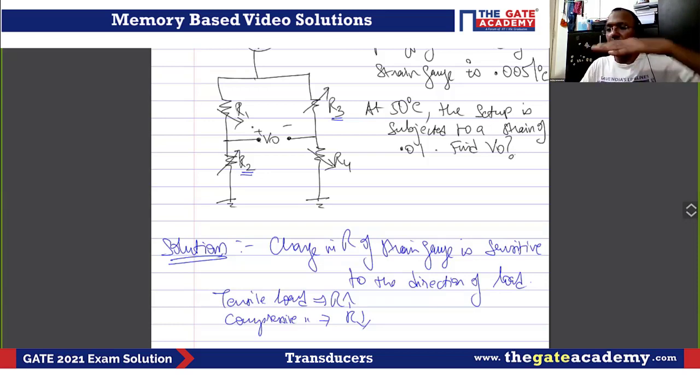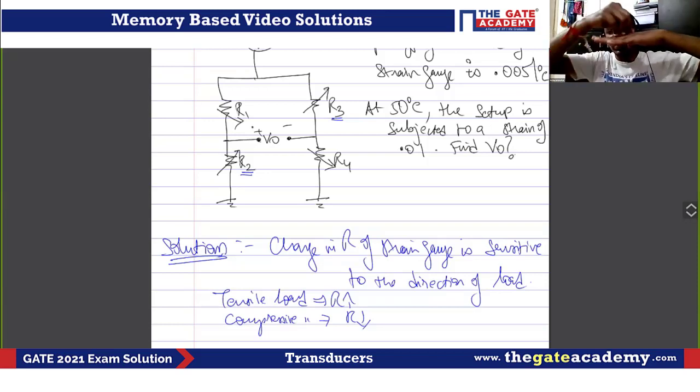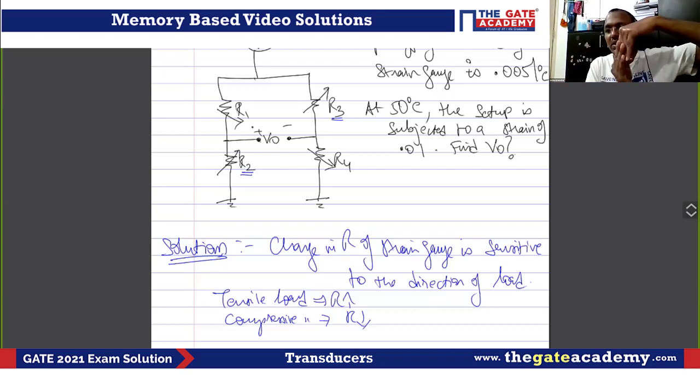Say for example, this is my strain gauge. Let's say this is the load bearing member. I keep the strain gauge on top and I apply a load. Clearly you can see this when I bend this is the load bearing member.